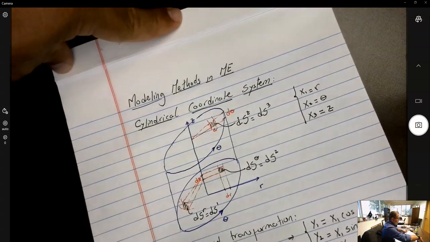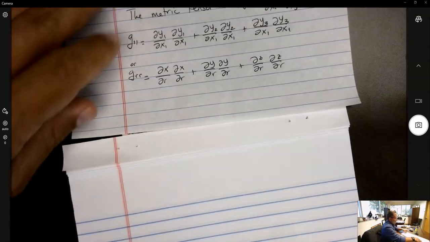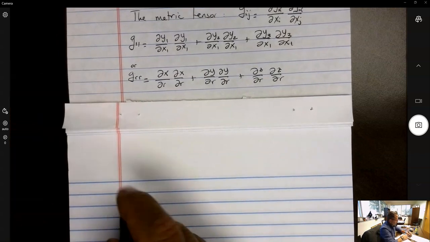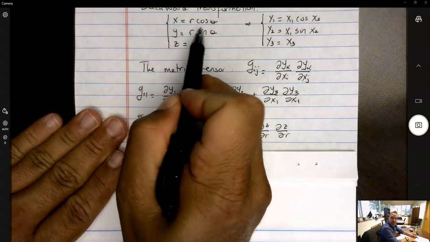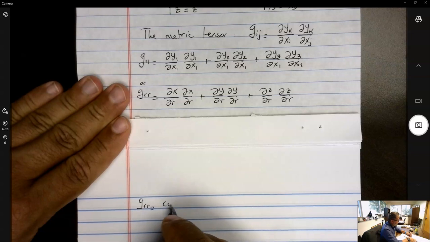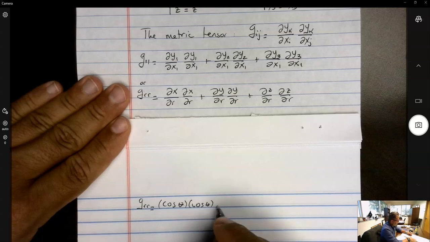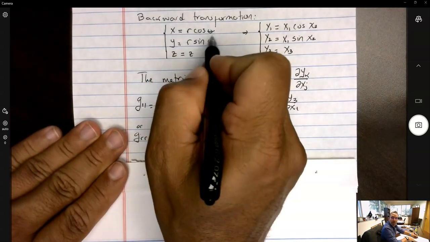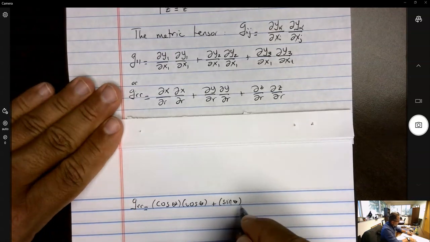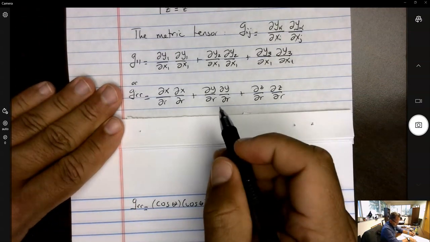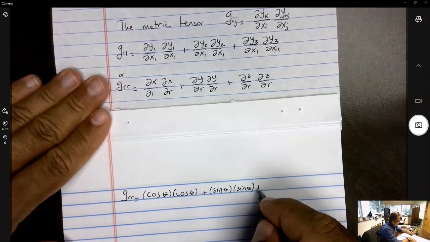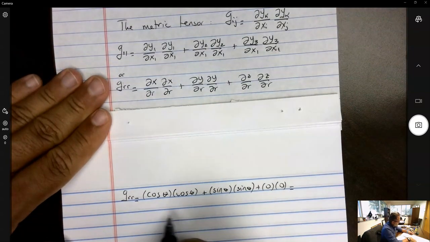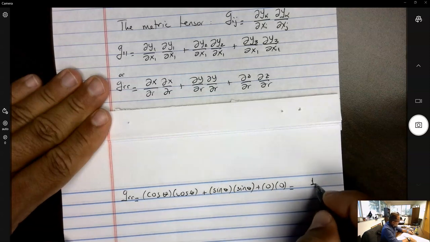So GRR is dx dr. So we take this relationship with respect to r. That would be the cosine of theta times the cosine of theta plus dy dr, y being r sine of theta. So that would be sine of theta, and dz dr will be this with respect to r, which is 0, plus 0 times 0. So that will be cosine squared plus sine squared. That will be 1.